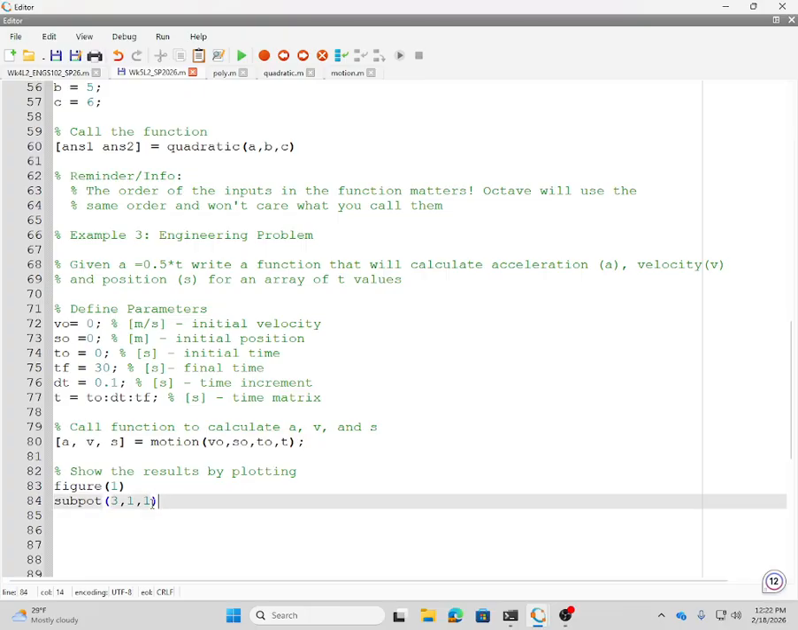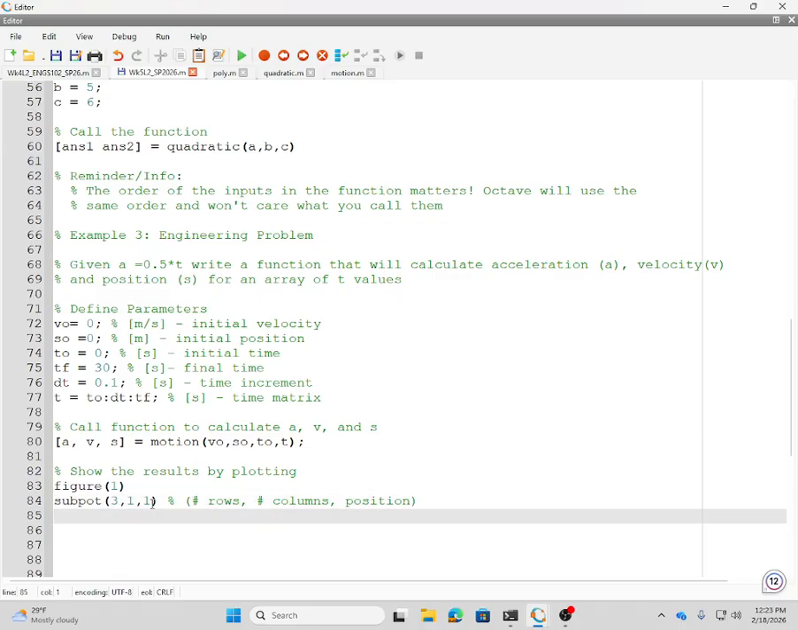I guess I have to do some explanation as well. What does it mean? In the argument you have the number of rows, number of columns, then the final thing is the position. So that's your subplot, right? And then you want to do the plot function. You have this t comma a.